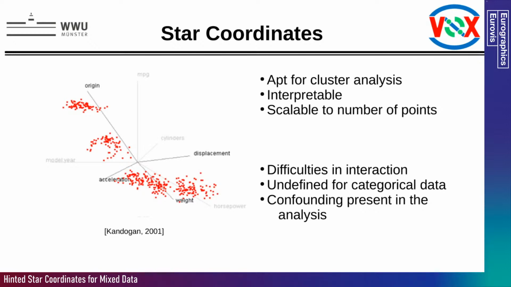In order to alleviate these issues, we propose to extend the traditional star coordinates approach. First, hints are provided to the user to guide interaction during the analysis process. Second, mixed data, that is, numerical and categorical data types, are included in the analysis. And finally, we provide interactions for applying stratification to the data. During the course of the presentation, we'll handle each of the proposed solutions one at a time.